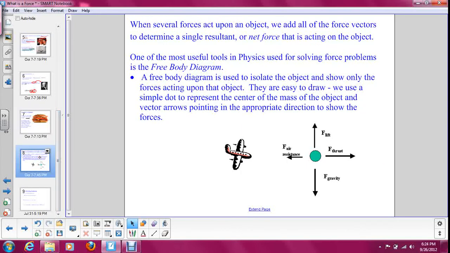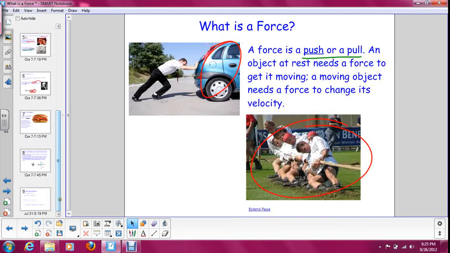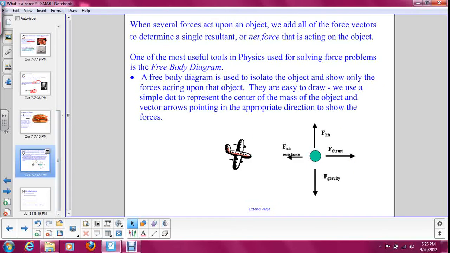When we have lots of forces acting on an object, it can get really confusing. Remember, from the first slide, in order to get an object moving or to change its motion, we need to apply a force. But if we have tons of forces being applied, how are we going to know in what direction we're going to change that object's motion? What we need to do is add all of the force vectors together to determine a single resultant or net force that acts on the object. So the net force is what remains if you add up all of the forces acting on an object.